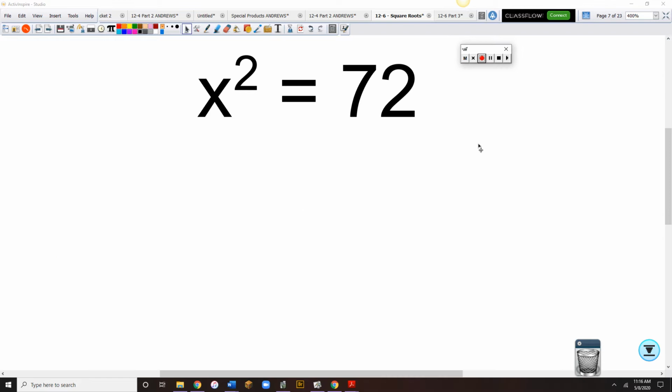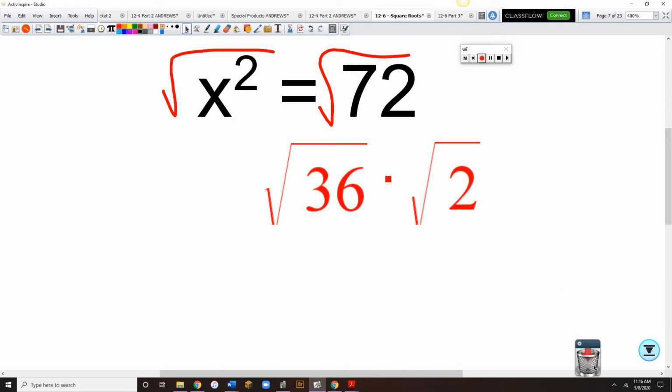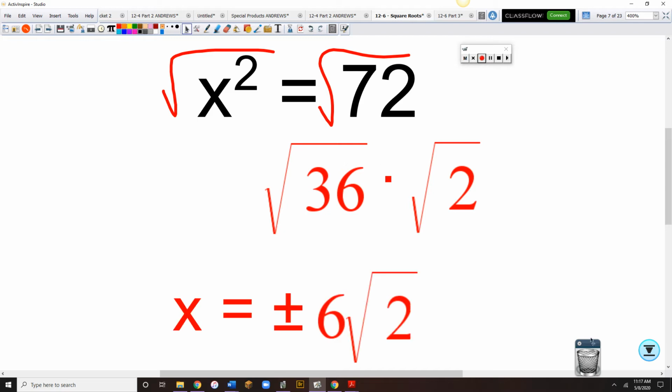In our middle example, we have x squared equals 72. We're going to answer this one in radical form. So I'm going to take the square root of both sides. Now the square root of 72 breaks down into root 36, root 2. 36 is the largest perfect square that comes out of 72, and 36 times 2 is 72. Therefore, the solution to this equation in radical form is x equals plus or minus 6 root 2.